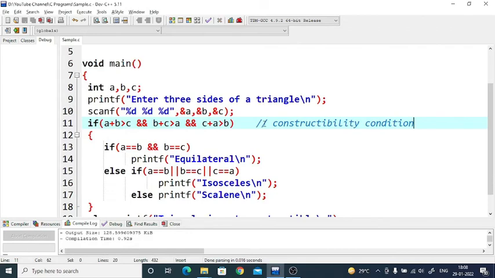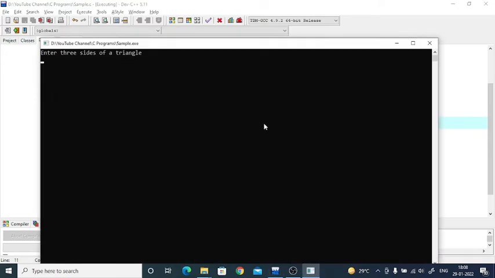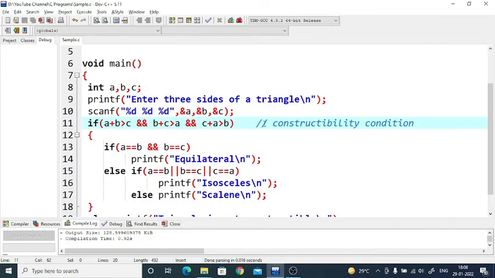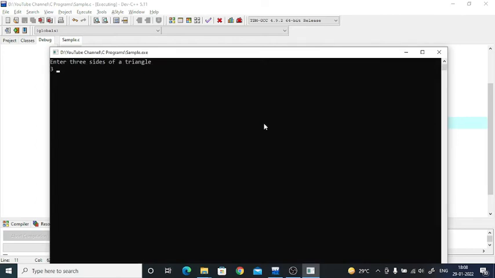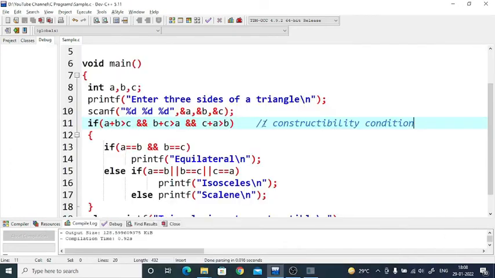Now the type is displayed, so we don't have to separately display that a triangle is constructible; it goes without saying. Suppose I give all three sides equal, let's say 9, 9, 9. It will be shown as equilateral. And if I give all three sides different, but in a constructible scenario, then it will be taken as scalene. So that's how you can have the type of triangle checked.